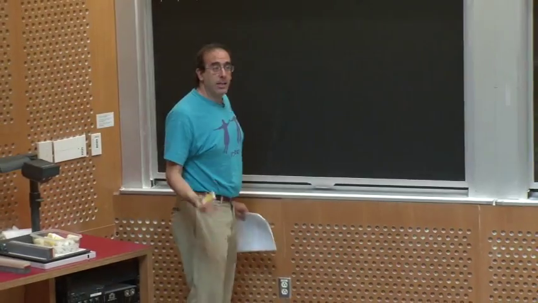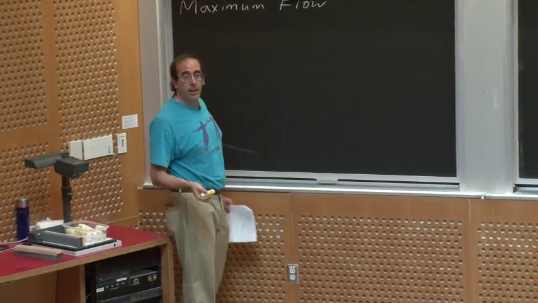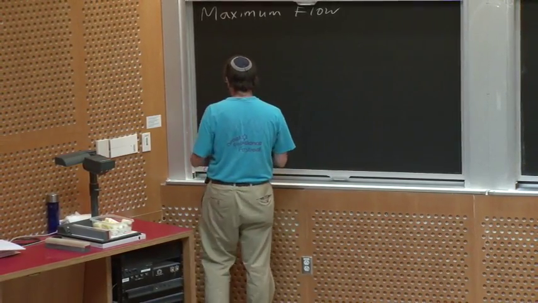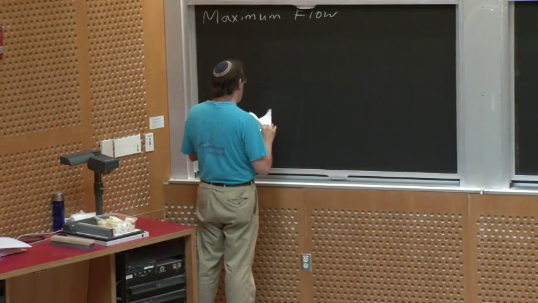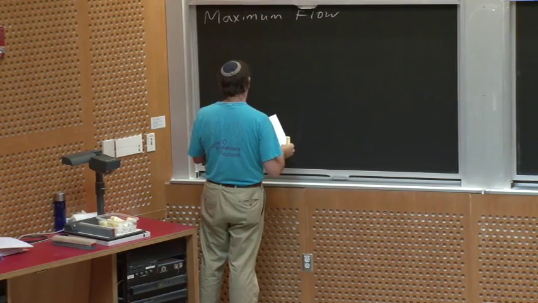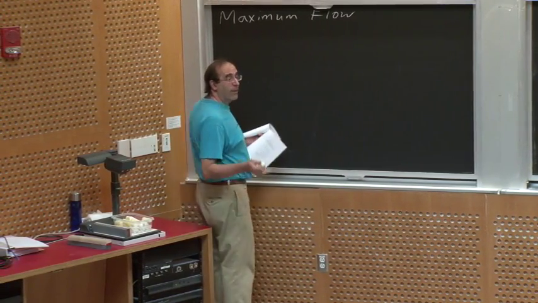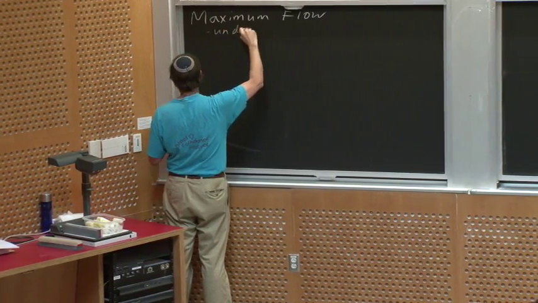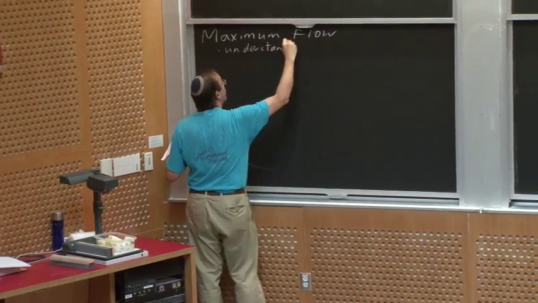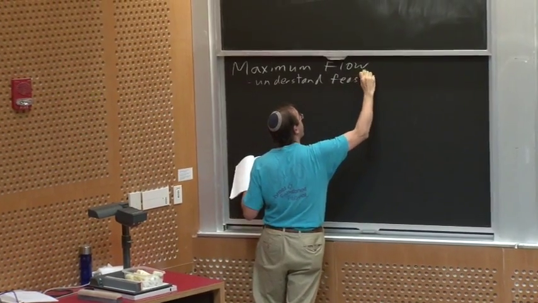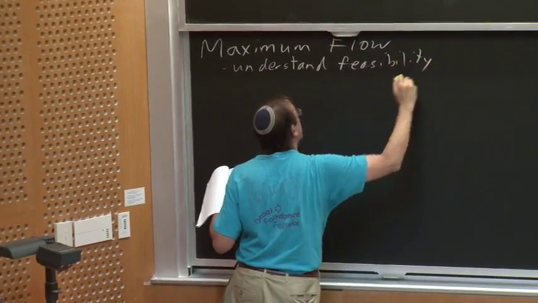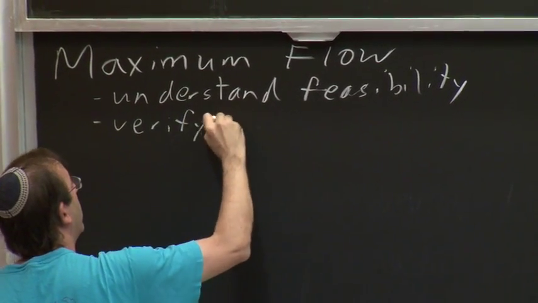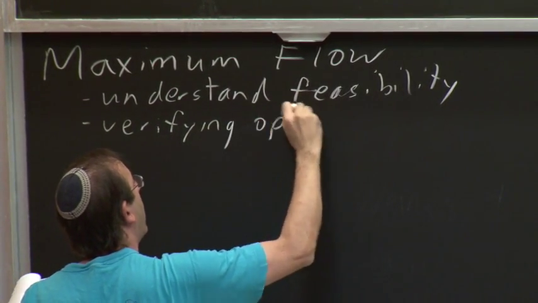We went through this process of understanding the problem and understanding optimality. And then we started talking about verifying that a particular flow is a maximum flow. So first we had to understand what feasible flows were. And last time we talked about verifying optimality.